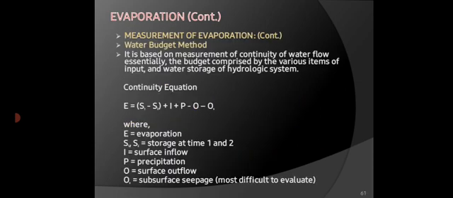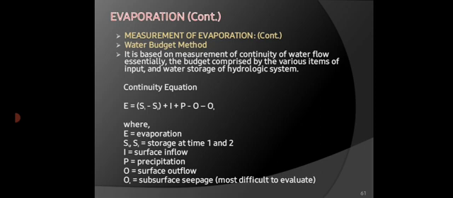So here is the water budget equation to find out the evaporation rate. This equation is based on the continuity equation, right? So input minus output. The equation is E = S1 − S2 + I + P − O − OS. Here E is evaporation. Evaporation is denoted by E.